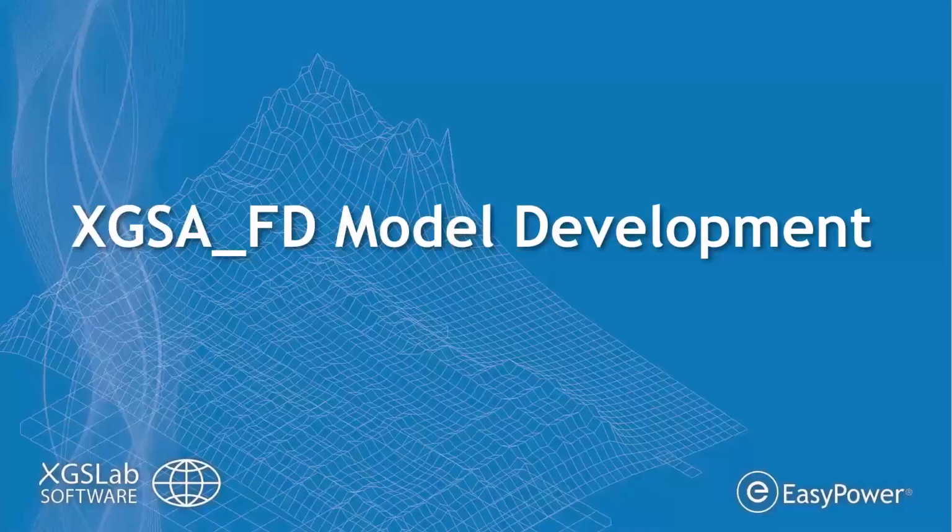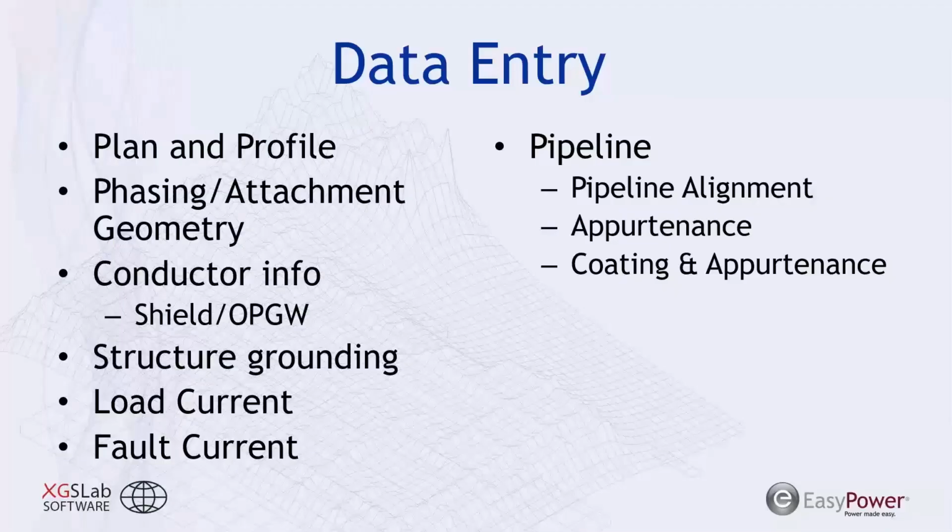So we'll get into the next stage of this webinar where we're actually going into the software and developing a model. So what we need to do is get our data first. And this is going to include the plan and profile of our transmission line, those phasing arrangements, whatever that conductor information may be, as well as the load and fault current for that.